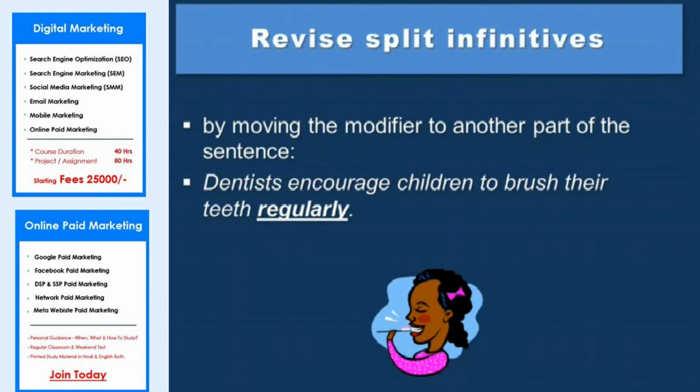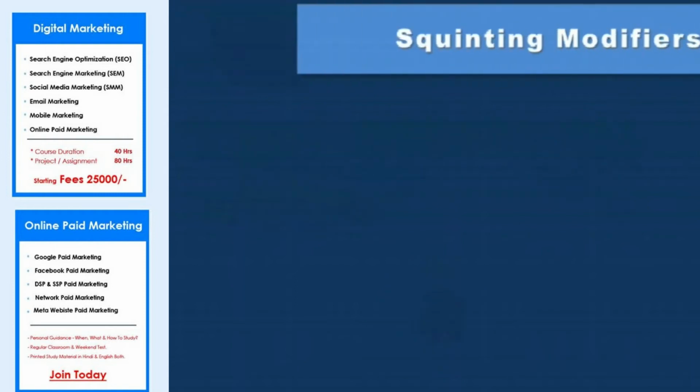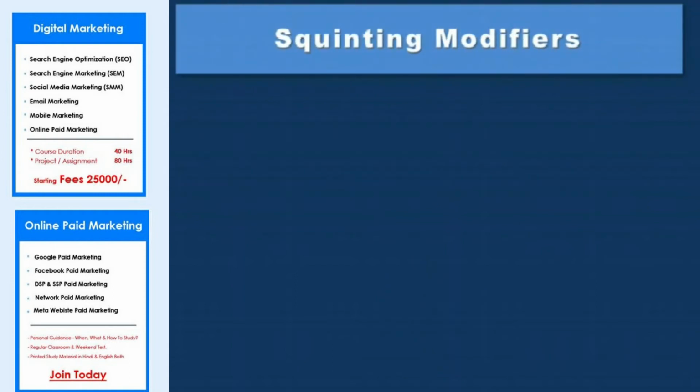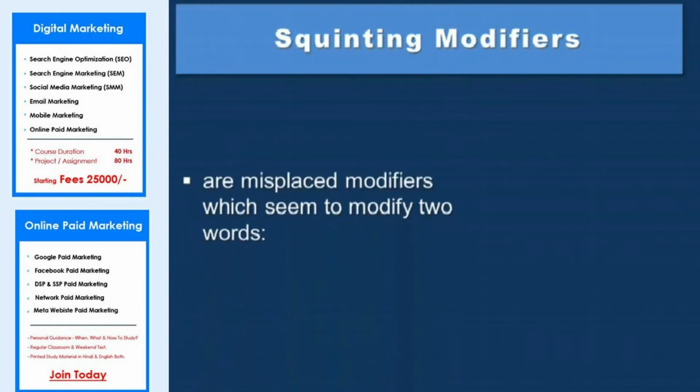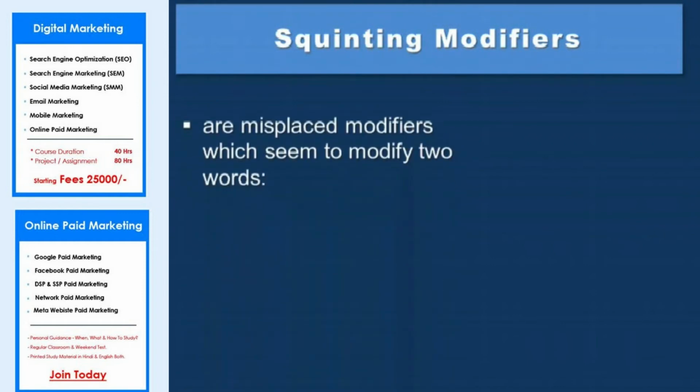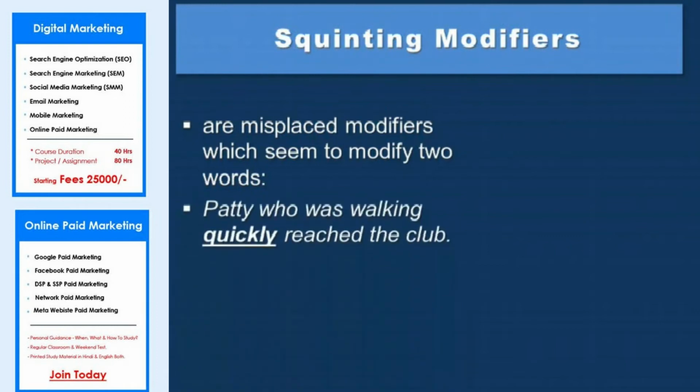The next variant of modifiers after split infinitives is squinting modifiers. Squinting modifiers are again a variant of misplaced modifiers which seem to modify two words together. The example here, Patty, who was walking quickly, reached the club. Now, quickly, which is an adverb, is coming between two verbs which are walking and reached.